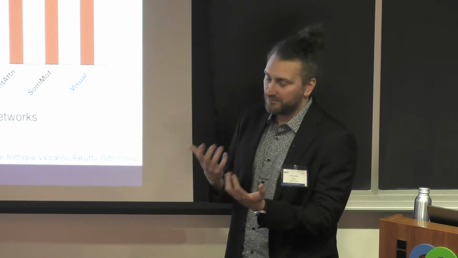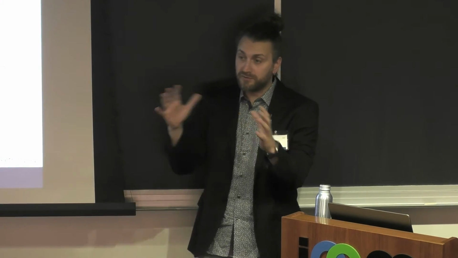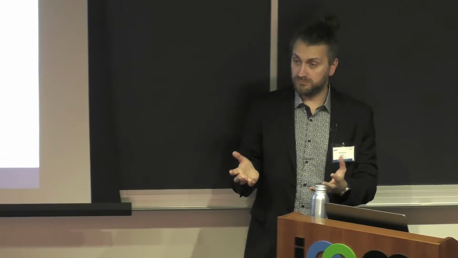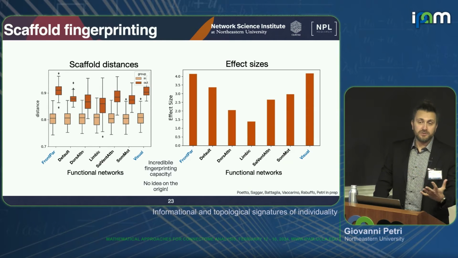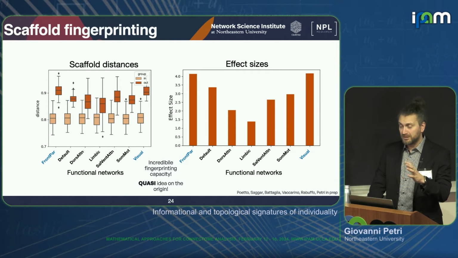So my interpretation, the way I'm imagining this, is that we are basically extracting something like a watermark of the functional connectivity structure somehow, okay? This is the idea. Good, it works. We have this capacity, but no idea on the origin, so we don't really know where this comes from. Actually, we have a quasi-idea, which is an interpretation, but not a full one.